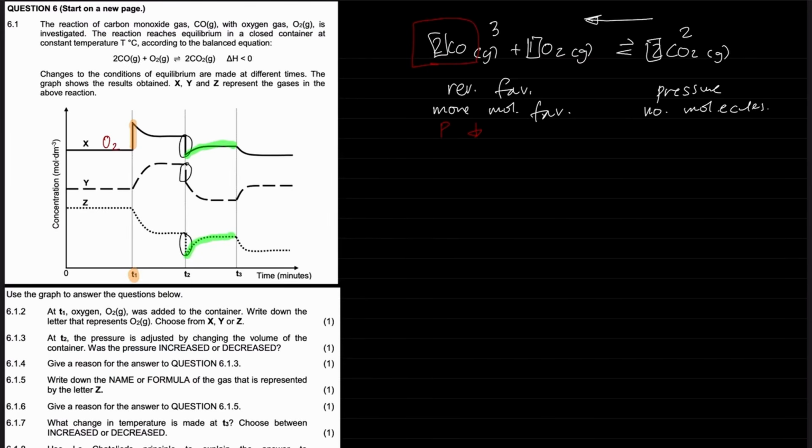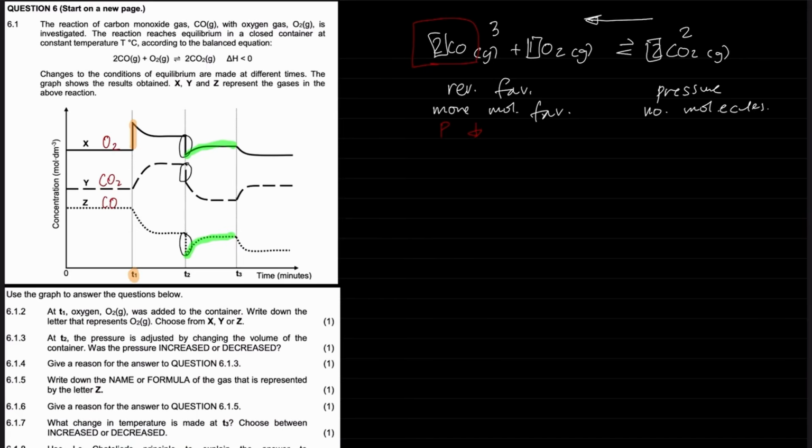So Z must be CO. And then by process of elimination, it means that Y must be CO2. Again, why am I saying this? I'm saying this because since the reverse reaction was favored, the concentration of O2 and CO would increase. Since we know that X is O2, it must mean that Z is CO, since we can see that the concentration increased.